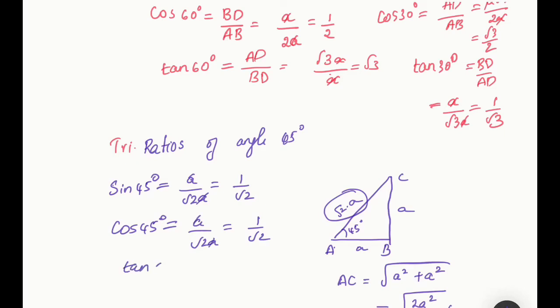Then tan 45, perpendicular by base, that is equal to A by A, that's equal to 1. So you got all the three values. So this is how we are getting the table. Okay, hope it's clear to you all.